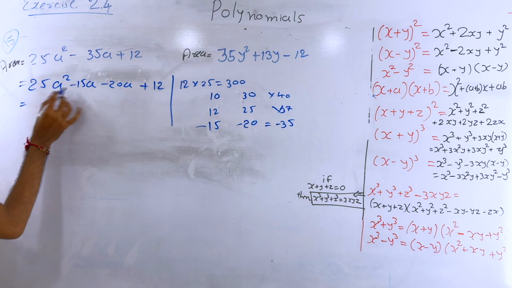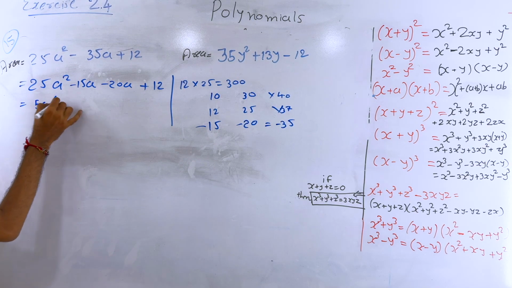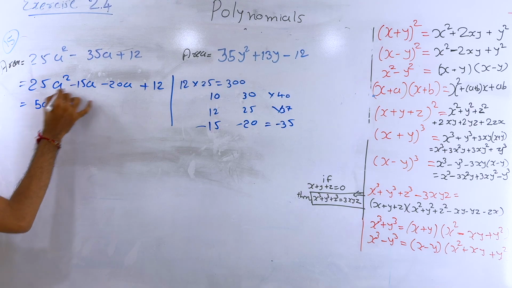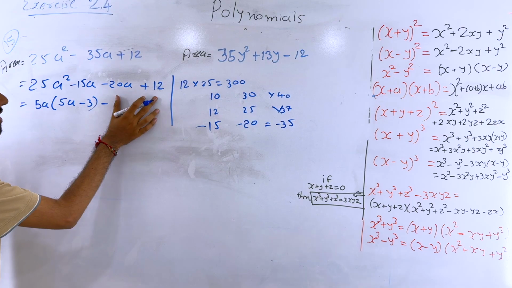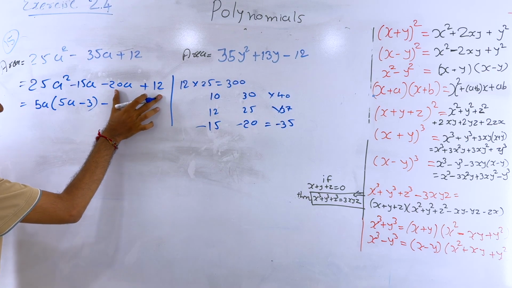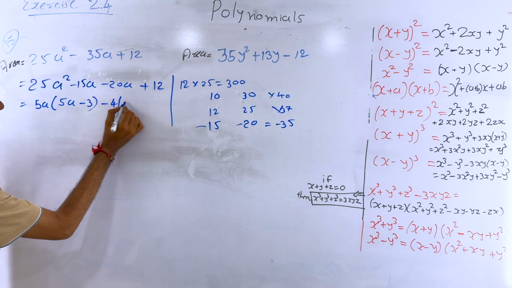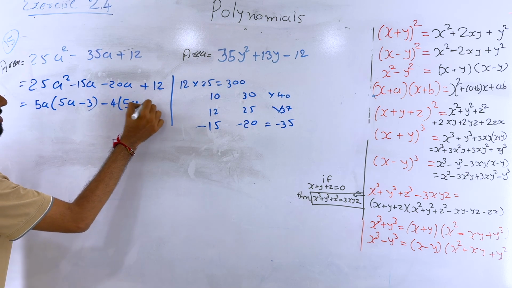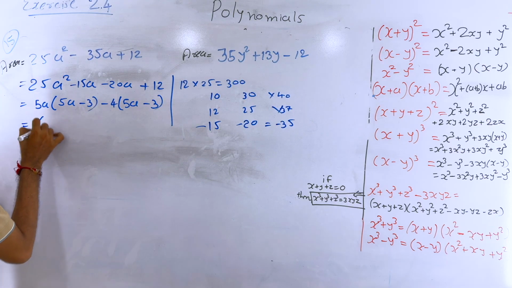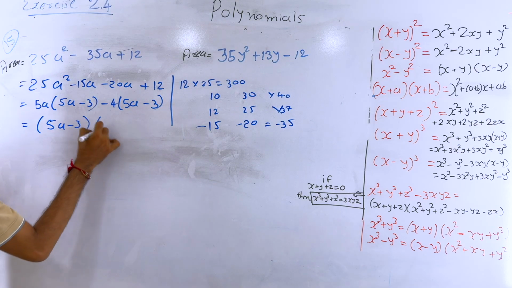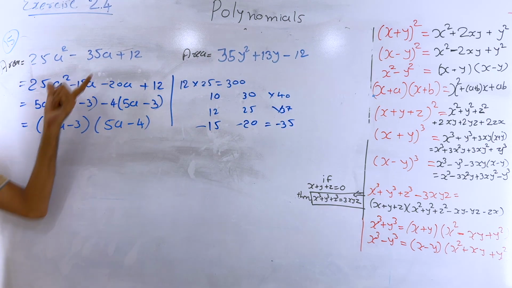Very easy. So from the first two terms I can take out common 5a only. So in the bracket I have 5a for the first term, for the second I have minus 3. In this bracket I can take out common 4, 5 fours are 20, so 4 only, minus 4, right? So in the first term I have to write 5a, in the second term will look like this. So I can take out common 5a minus 3. In the second bracket I can write 5a minus 4. So these are two factors of this polynomial.